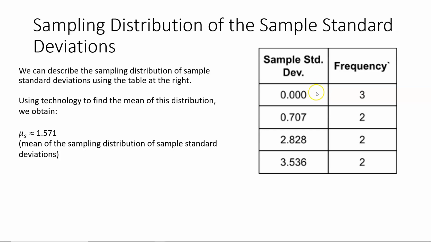All right, let's take a look now at the sampling distribution of the standard deviation. So again, I've created a table where I counted up how many of each of the sample standard deviations there were in that table of 9 samples. I use technology to find the mean of this sampling distribution, and I get a value of 1.571. That does not match the population standard deviation that we had found earlier.